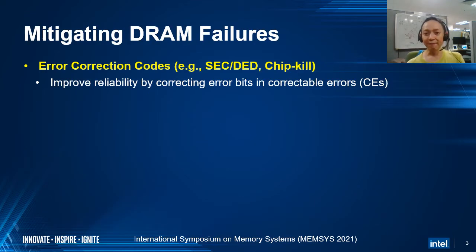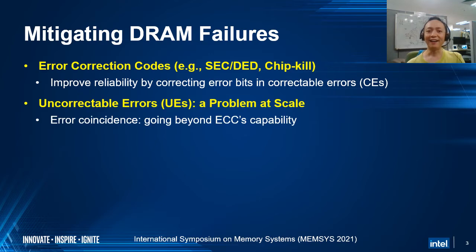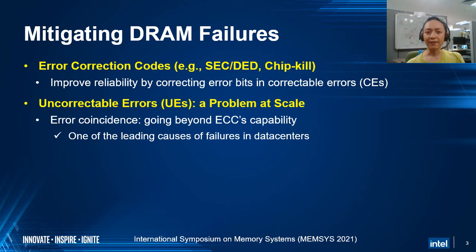To mitigate DRAM failures, error correction codes, abbreviated as ECCs, have been developed. ECC corrects the error bits in correctable errors, abbreviated as CEs. However, when errors coincide, the error pattern may go beyond ECC's capability. The coincidence then becomes an uncorrectable error, abbreviated as UE. A UE typically leads to a system crash.